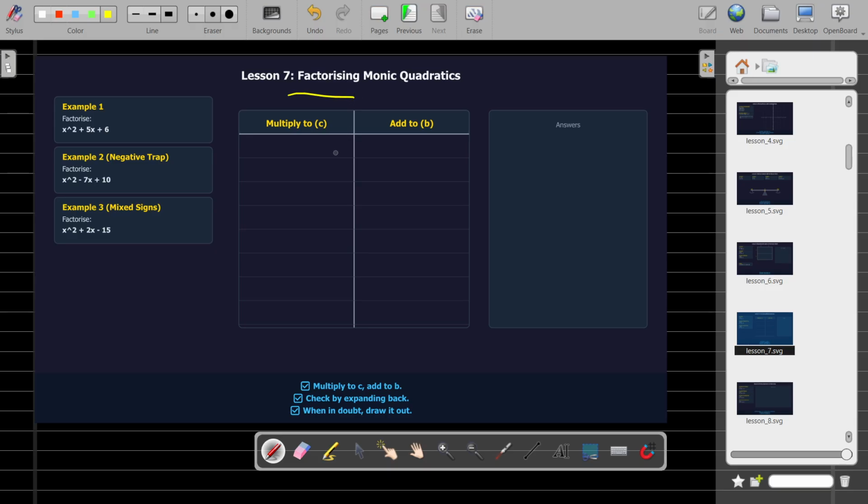This is probably going to be the single most important algebraic skill that you'll be using in year 10 and 11. This is very important, so important.